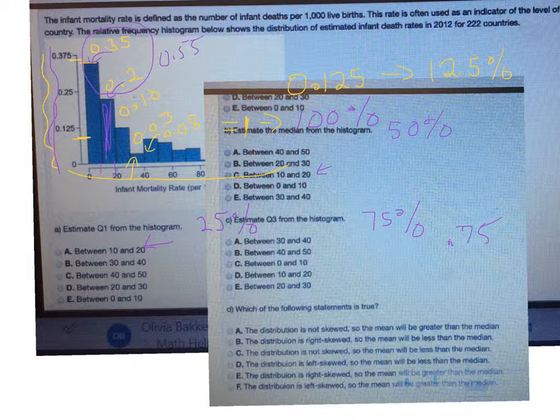And for the last one, which of the following statements is true? So this is a right skewed distribution because most of the data is on the left-hand side of the graph. So we've got B to choose from and E to choose from. And there's also here, it says that the mean will be less than the median, or the mean will be greater than the median. And in this case, the right skewed distribution, it means that the mean is less than the median. So I believe B is the answer that you want to choose there.